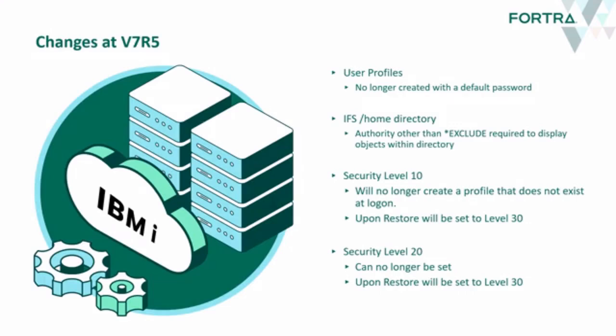And when you do a restore and a migration to new hardware at 7.5, it will restore at level 30. And this is a consideration also for those of you that are running at security level 20. You can no longer set the system to security level 20 when you're at V7R5. And when you restore to new hardware, it will be at security level 30. So remember, at security level 30, moving from 20, *ALLOBJ and *SAVSYS get removed from all profiles except those at a *SECOFR class.